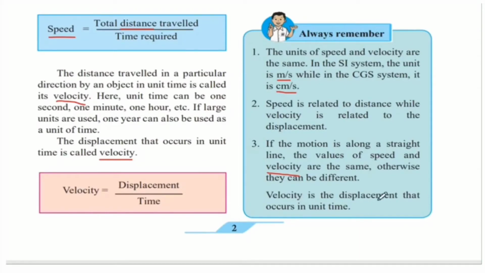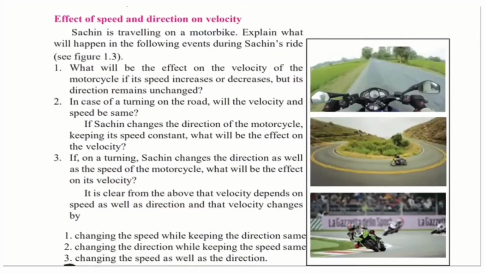Velocity is the displacement that occurs in unit time. So, this is just the written way of the formula. Velocity is equal to displacement upon time. Effect of speed and direction on velocity. So now we will see how changes in speed and direction affect velocity. Sachin is traveling on a motorbike. Explain what will happen in the following events during Sachin's ride.